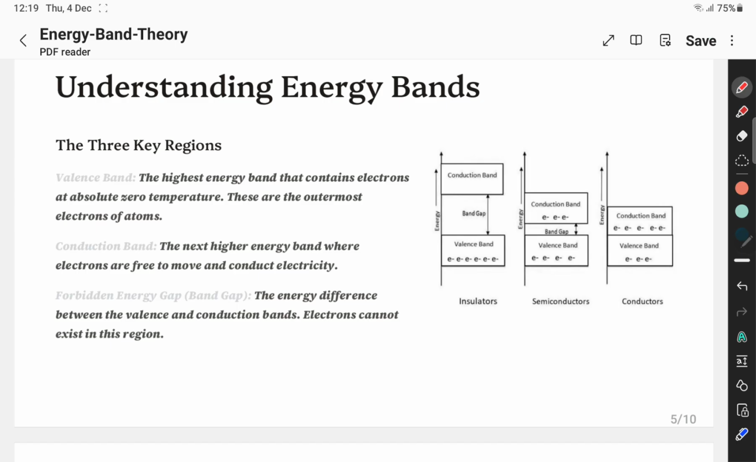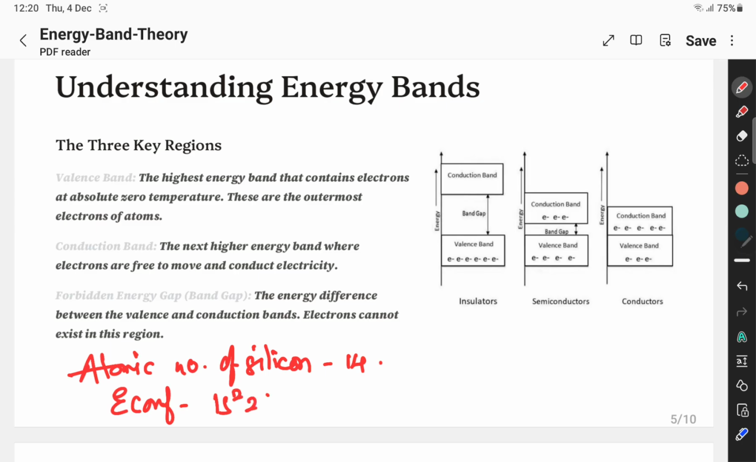Now we shall take the example of silicon. The electronic configuration of silicon. So let's talk about the atomic number. What is the atomic number of silicon? It's 14, right? So what will be the electronic configuration? It would be 1s2, 2s2, 2p6, then 3s2 and 3p2. So this is the electronic configuration of silicon.